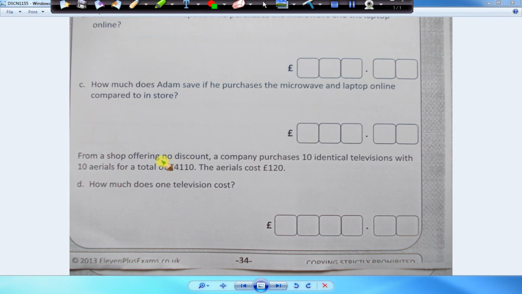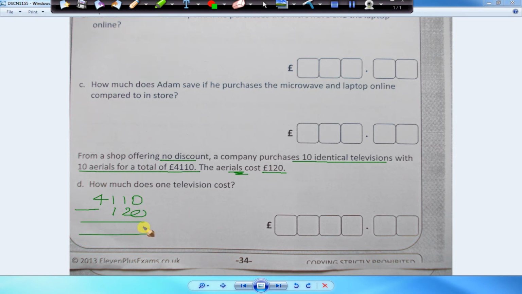From a shop offering no discount, a company purchased 10 identical televisions and 10 aerials for a total cost of $4,110. The aerials, all of the aerials cost $120. How much does one television cost? So we first of all have to start with the total price, $4,110. And we have to minus from that the total cost of the aerials, which is $120. Okay, let's work that out.